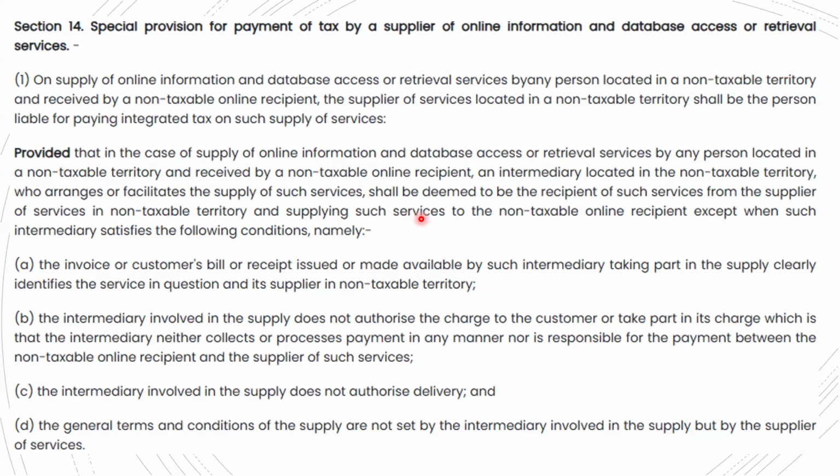Deepak, the proviso is B2B. Subsection 1 is B2C. Right, but B2B, and he is an intermediary in a non-taxable territory. The supplier is also in a non-taxable territory, and the intermediary is also in a non-taxable territory.